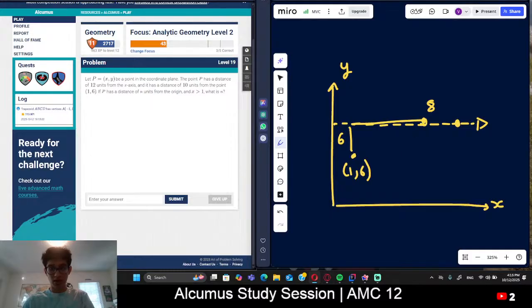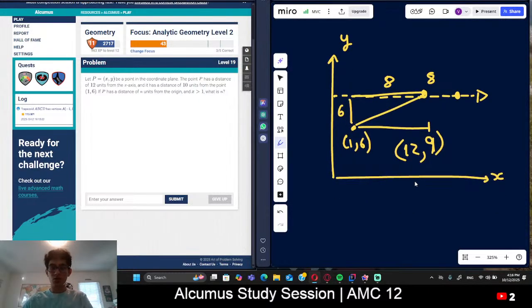So that tells us that the point here, by the Pythagorean theorem, this is 8. So this is going to be 1 plus 8, so this is going to be 9. And then obviously the height is going to be 12. So it's (9, 12). What is the distance from the origin? It's 9, 12, and then by the Pythagorean theorem, it's 15.